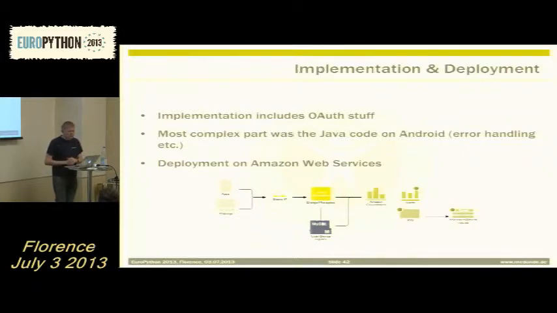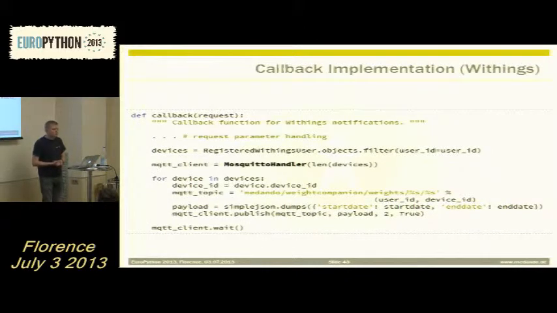For deployment, we just used Amazon Web Services for our production use, and this just works, because it's on a Debian machine. The implementation of the callback is again very simple. This is just the main code. In the Django app, this is for the Withings scales, for example, we have a database with the registered devices and users that are using the scales or the health devices. If the callback is called, the information sent by the API or by the manufacturer is a user ID, and then we look up the user ID and send a message to all the devices that belong to the user.